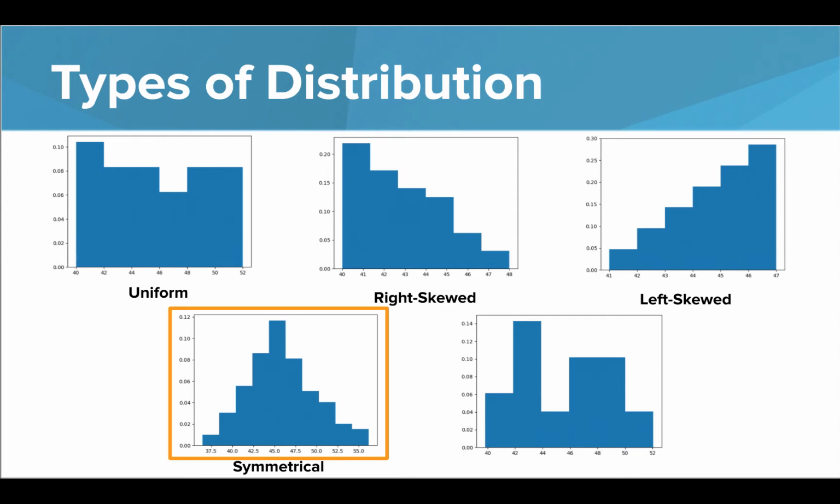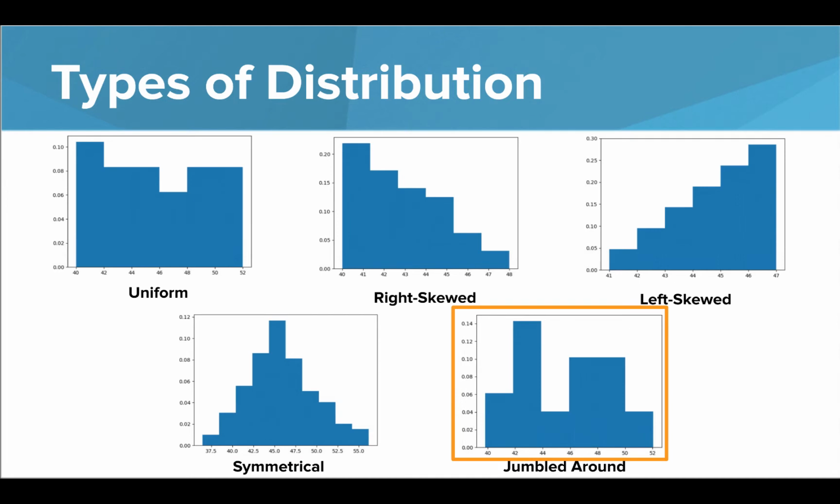This type of distribution is symmetrical with respect to a central or middle point. And this one really doesn't have much of a pattern. This would be considered to have a jumbled distribution. Depending on the type of distributions, we use different techniques to describe the data and understand the likelihood of future data falling within certain ranges.